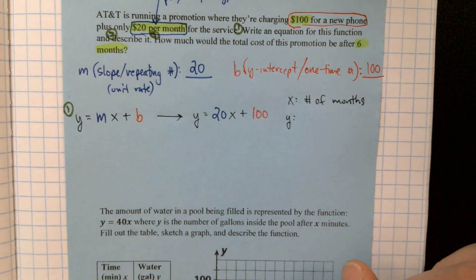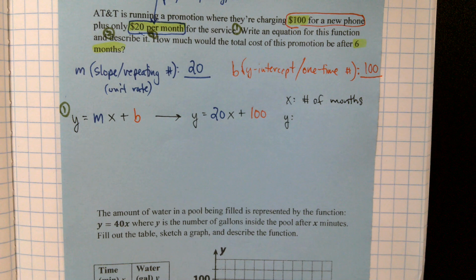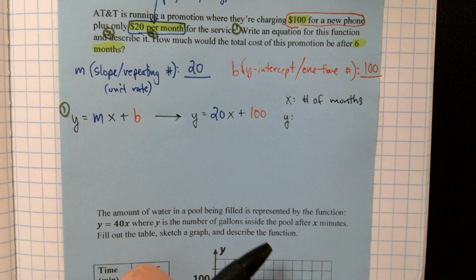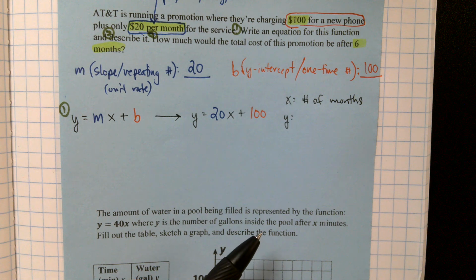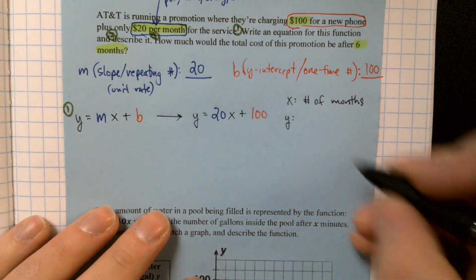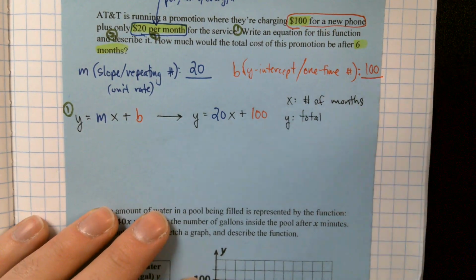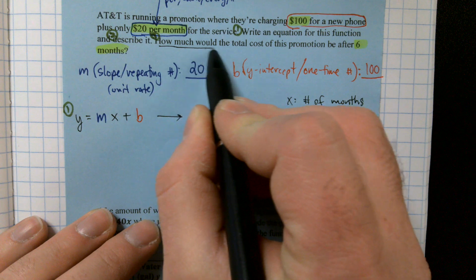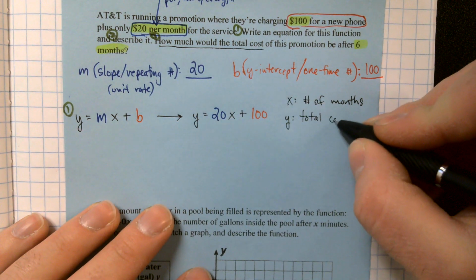Think about it for a second. You don't have to know right off the top of your head. What might y represent here? Total cost. What makes you say that? You're right. Exactly. That's what we're going to end up solving for. How much would the total cost be?